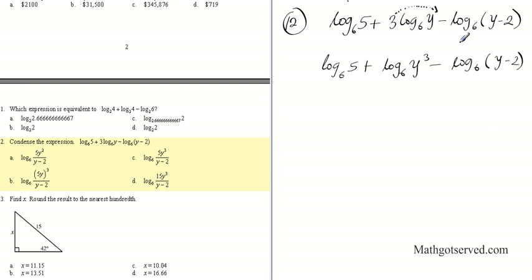Okay? So remember the rule, when you're adding logs, you multiply the arguments, and when you're subtracting logs, you divide the arguments, okay? So let's do that here. We're going to have log base 6 of 5 times y to the third, because the plus multiplies these, and then divided by y minus 2 because of the minus. So the answer for number 12 is C.